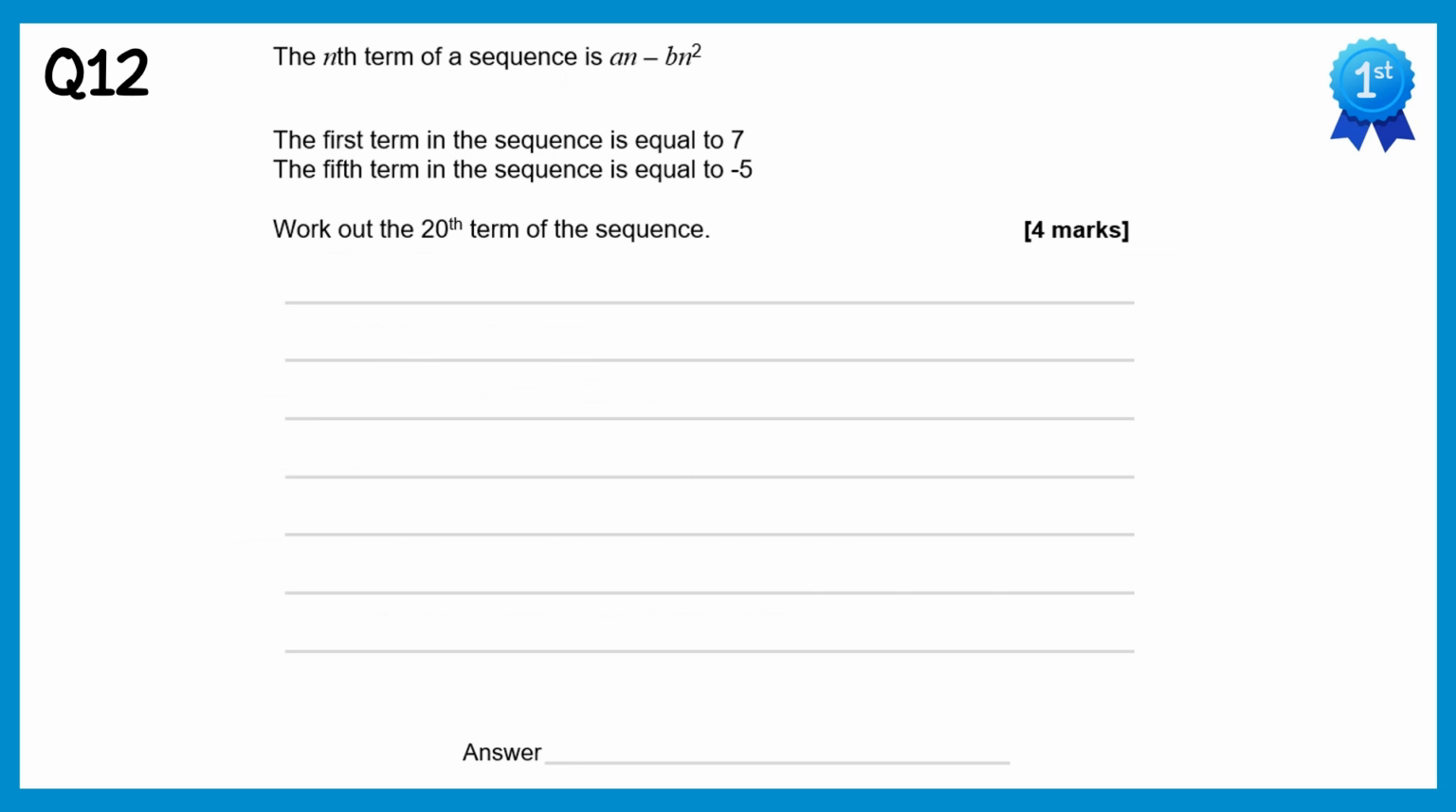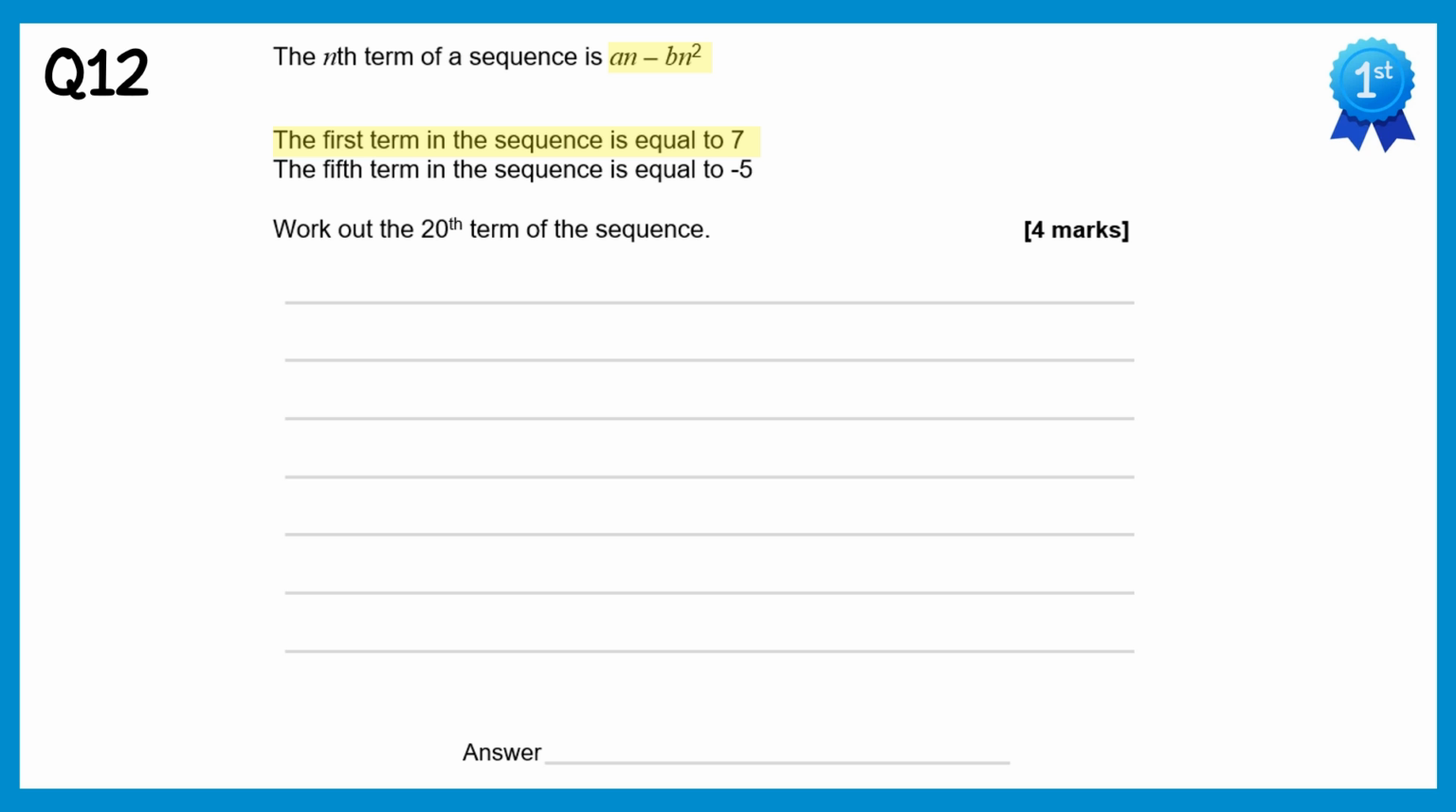In this question, we've been told the nth term of a sequence is an minus bn squared, and we've also been told that the first term of the sequence is equal to 7. If this is the first term, then if we substitute 1 in for n, we should get 7. So let's substitute 1 into the expression for the nth term. This just means replacing all of the n's with 1.